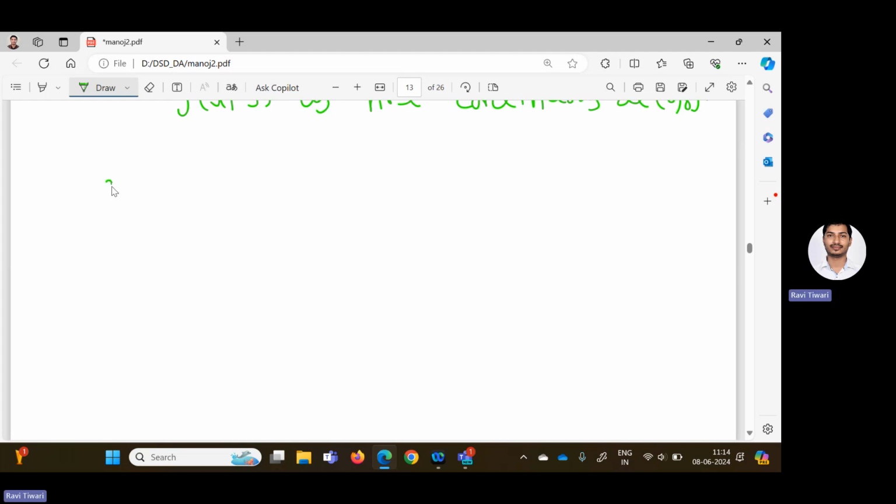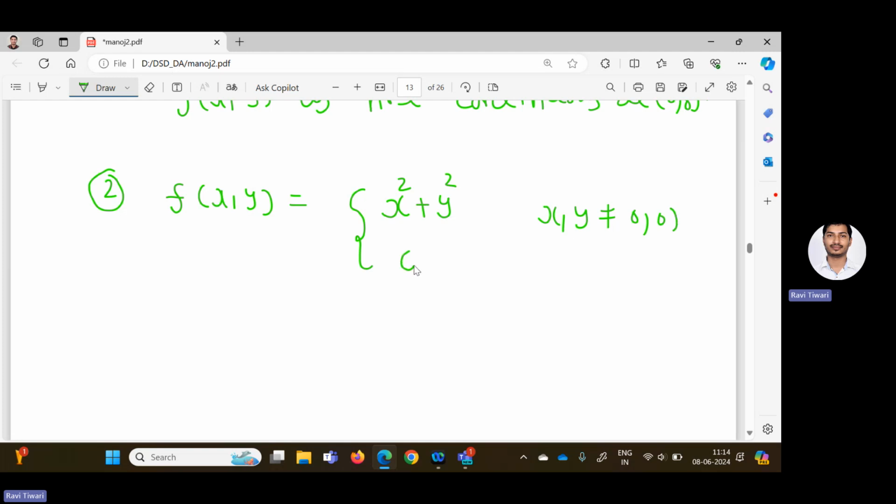If you are having the second question, f(x,y) equal to x square plus y square when (x,y) is not equal to (0,0), and 0 when (x,y) is (0,0). So what can you say about this function, continuous or discontinuous?